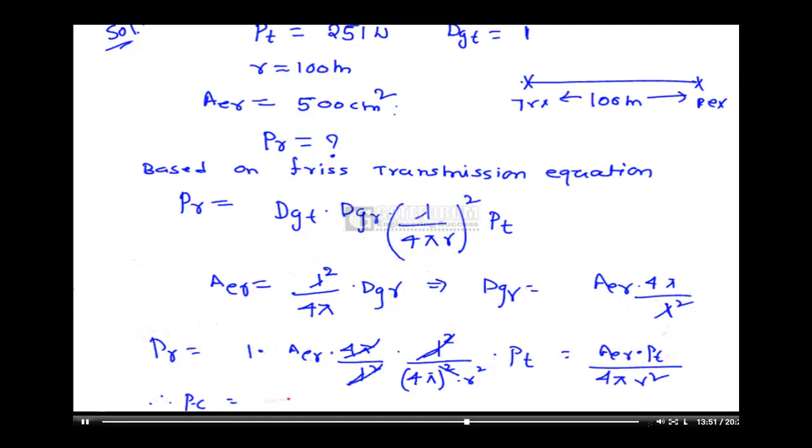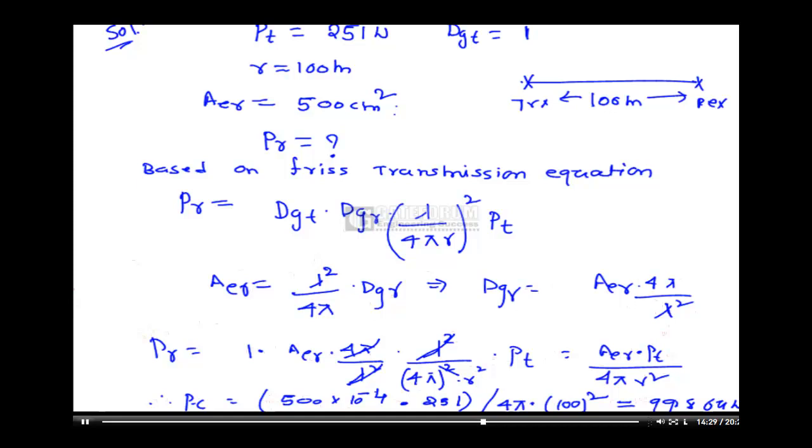AER is 500 centimeters square, so convert into meters. Centimeter square means 10 power minus 4 meters square. So this is AER into power transmitted, 251 watts, divided by 4 pi into 100 square, because R is equal to 100 meters. If you calculate this, you will get 99.86 microwatts.